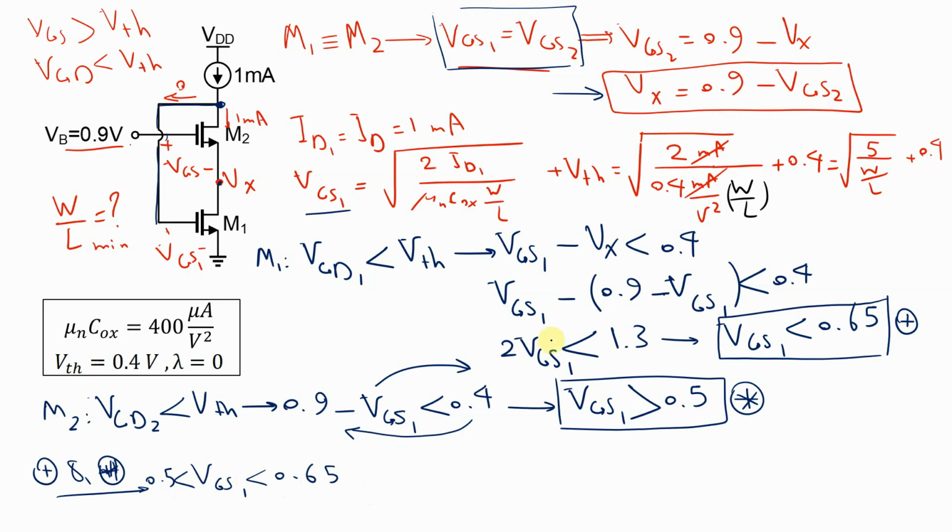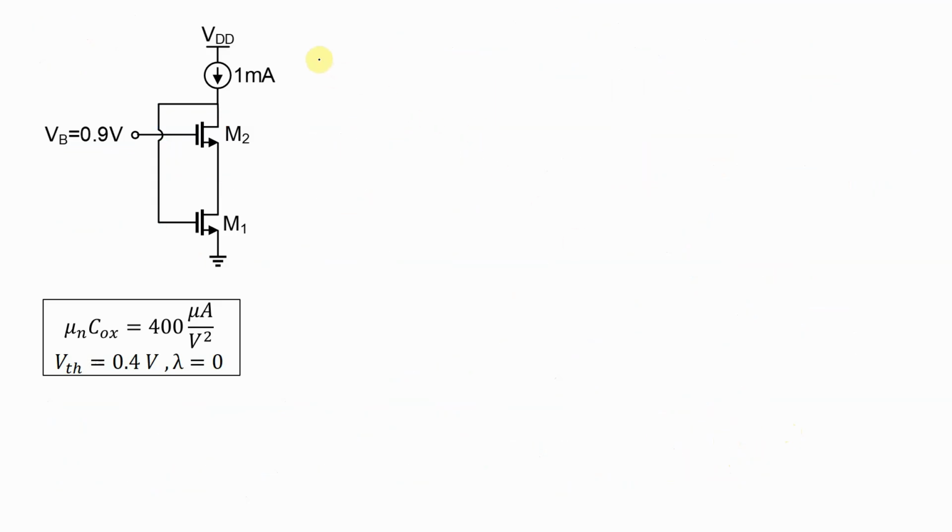Now I can substitute the relationship for VGS with respect to W over L in order to set the boundaries for W over L. Okay, here we have 0.5 less than square root of 5 divided by W over L plus 0.4 less than 0.65. Now let's move on to the next page, and again we have 0.5 less than square root of 5 divided by W over L plus 0.4 less than 0.65.